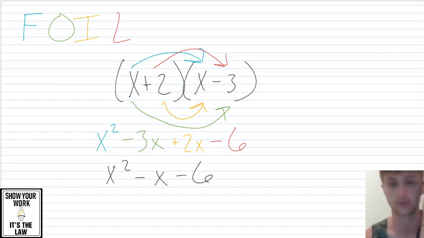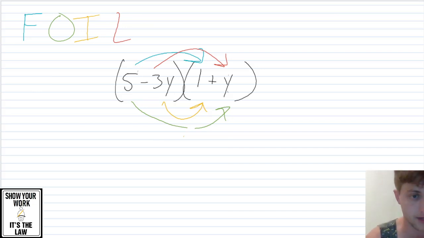So I'll do one more example. All right, we have a binomial multiplied by another binomial. So we're going to do FOIL. FOIL comes into play whenever we have two binomials being multiplied by each other. So we'll take a look at the first ones first. That's that 5 and that 1. So we're going to get 5 times 1, which is 5. Then we're going to do the outers, which is the 5 and the y. 5 times y is 5y.